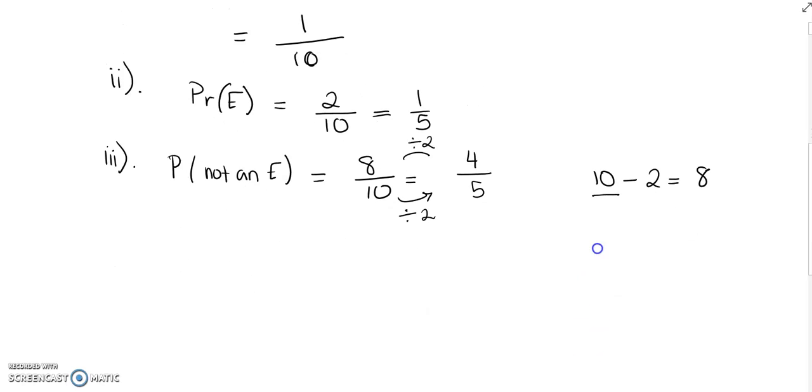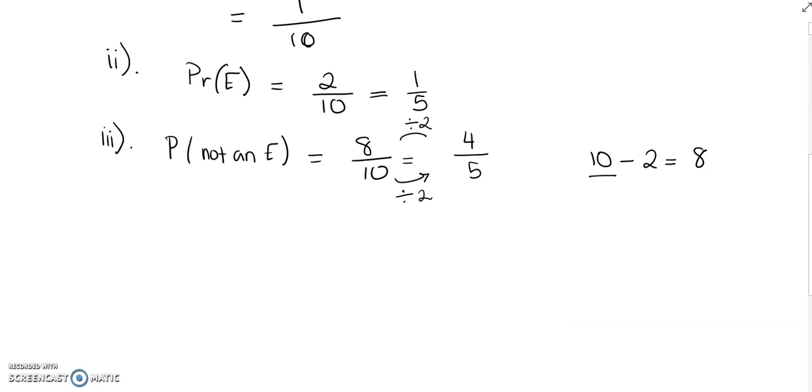My next one is having an E or a V for my probability. So I'm going to write it as probability of E or V. The probability of this is I've got 2 E's and 1 V. So therefore I must have 3 over 10. For this one, I can't simplify it any further.